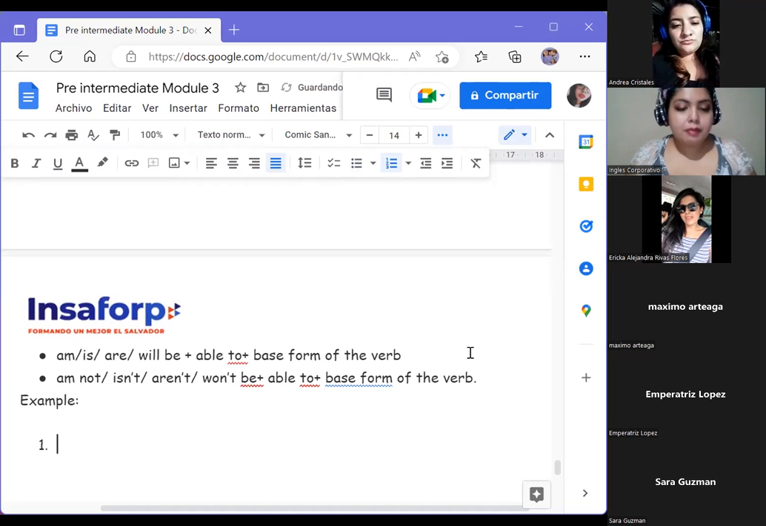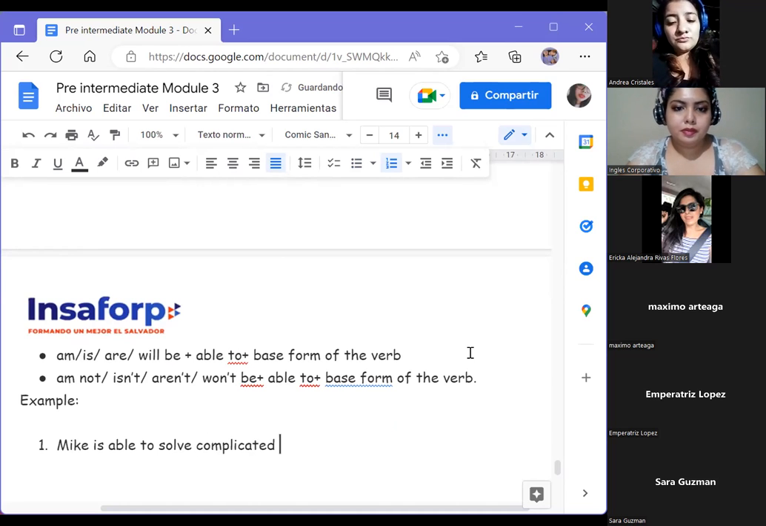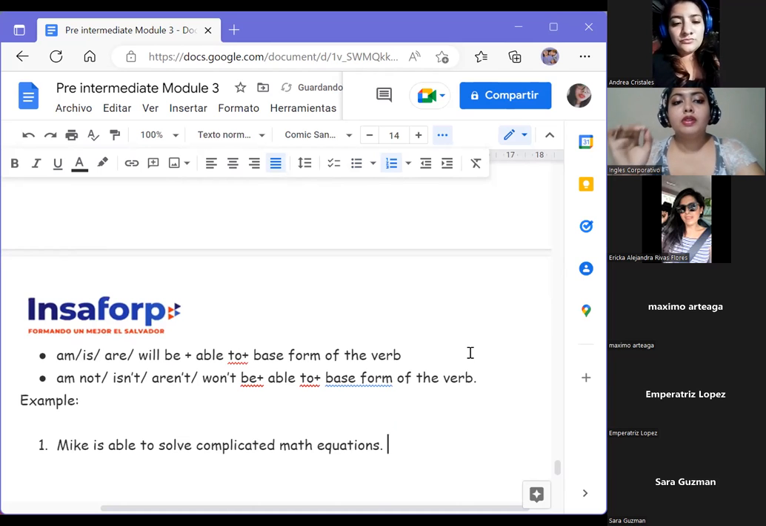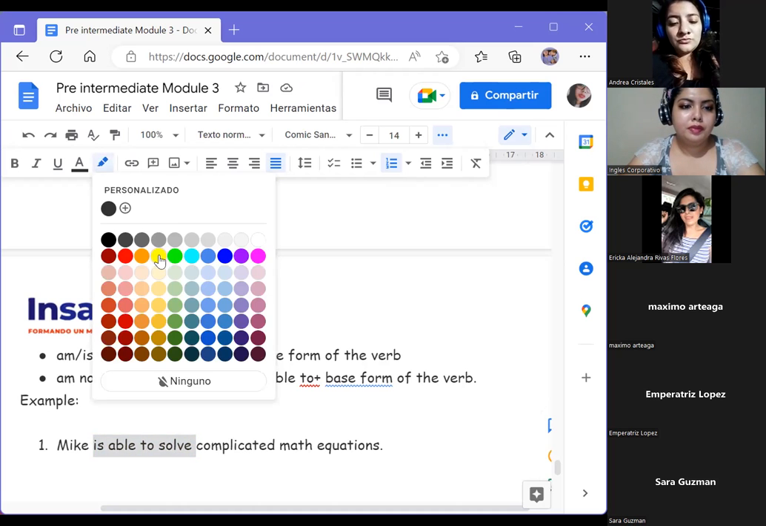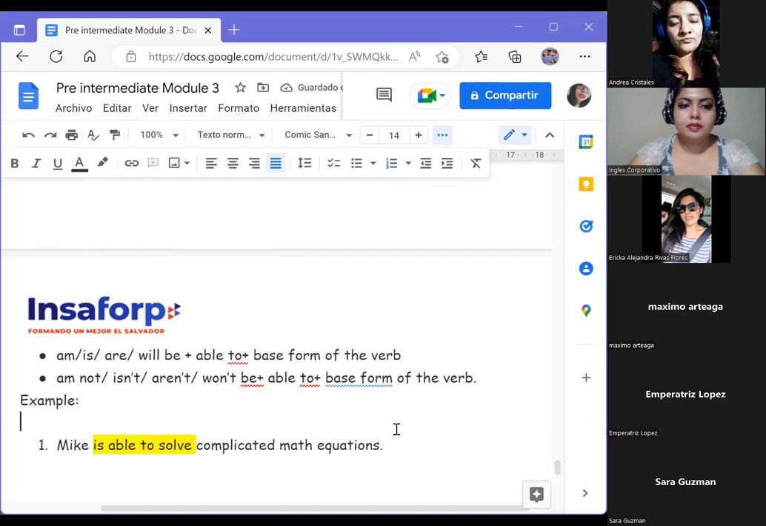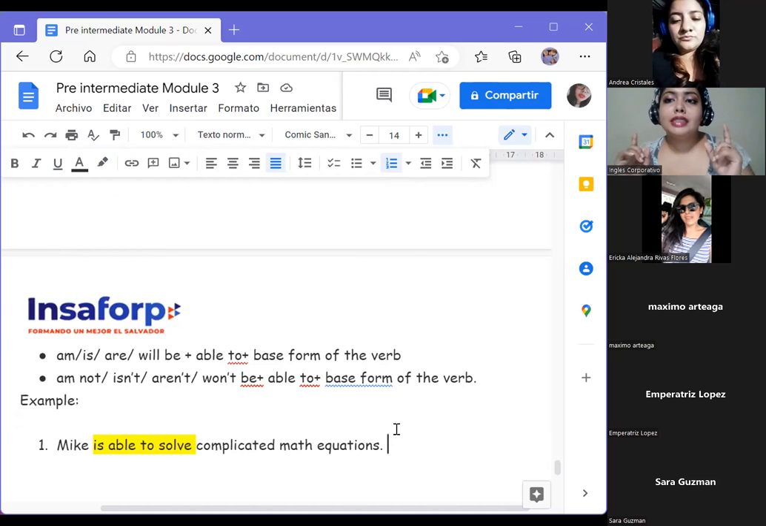Number one. Mike is able to solve complicated math equations. Mike is able to solve. That is the structure in this case here. Because in that case, we have can, could, and be able to. So in that case, we are using able to as a structure.